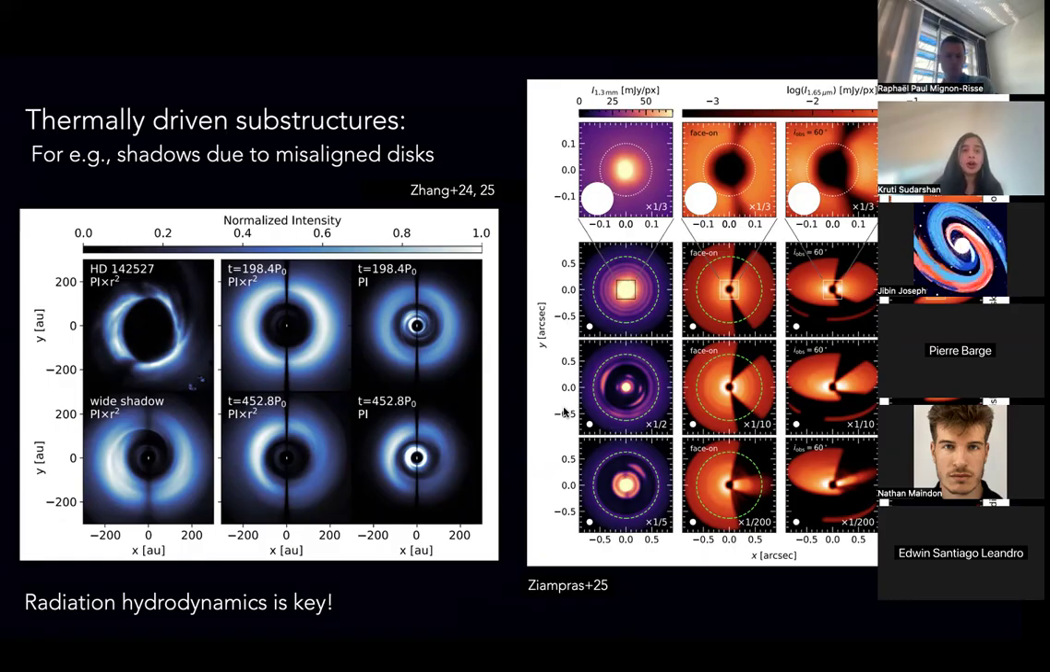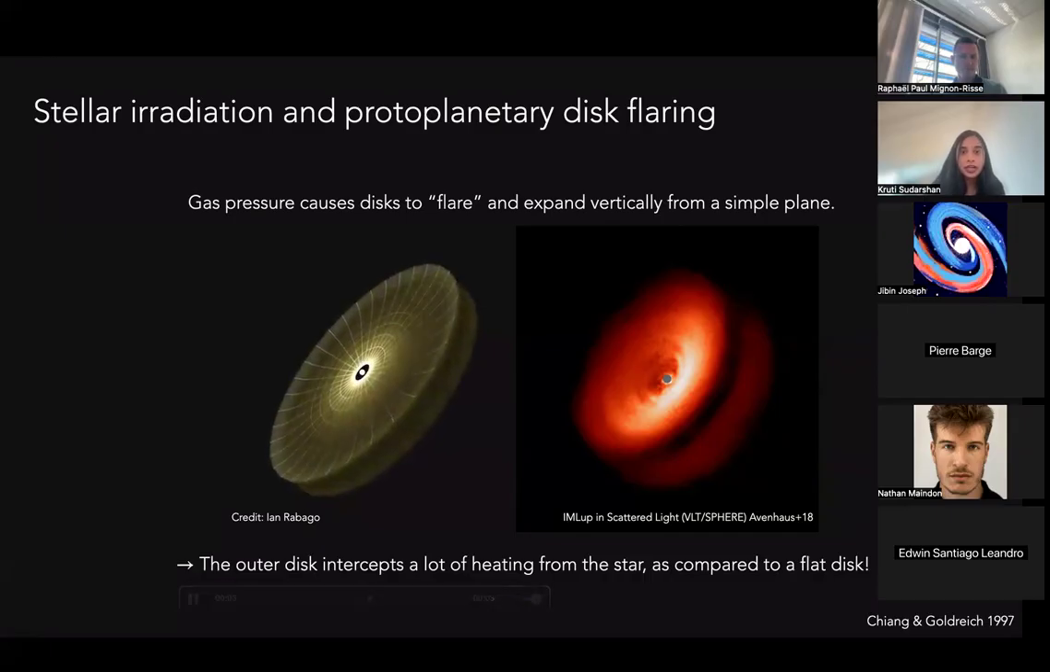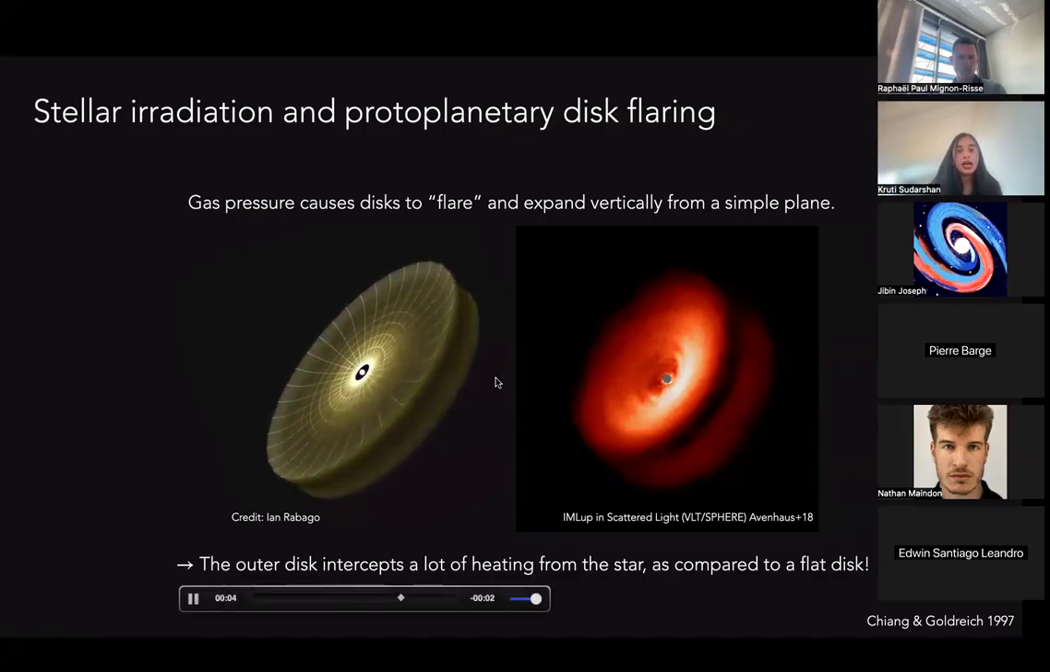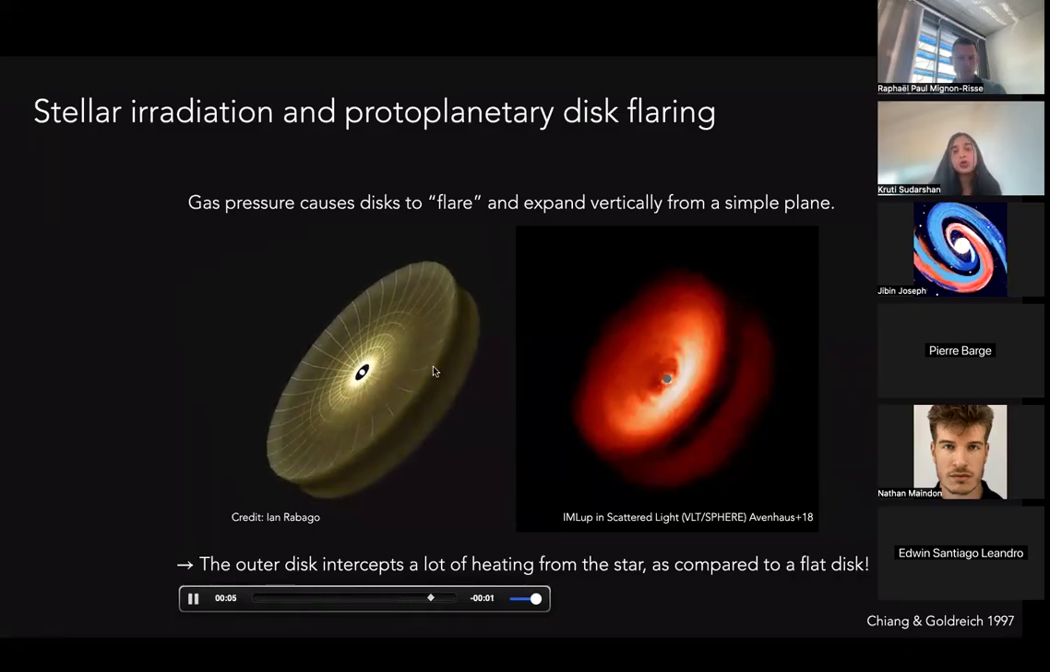So I'm going to explore one other thermally driven substructure scenario. But what I want to reiterate is that we need radiation hydrodynamics to accurately capture the temperature structure of these protoplanetary disks. So let's go back a little bit and try to understand what the outer disk looks like. We know that the gas pressure causes the outer disk to flare and vertically expand from the midplane. The outer disk is mostly starlight heated, and hence, instead of a conical disk, you have this flared, bowl-shaped structure.